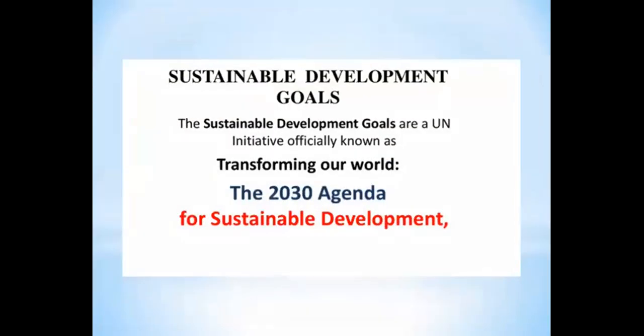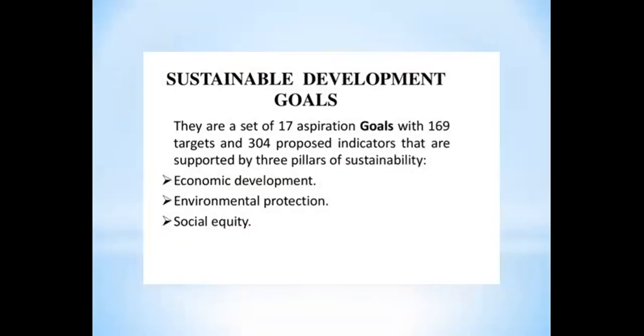The SDGs are a United Nations initiative officially known as Transforming Our World: the 2030 Agenda for Sustainable Development. The Sustainable Development Goals are a set of 17 aspirational goals with 169 targets and 304 proposed indicators that are supported by three pillars of sustainability: economic development, environmental protection, and social equity.